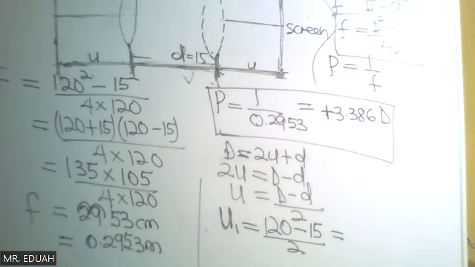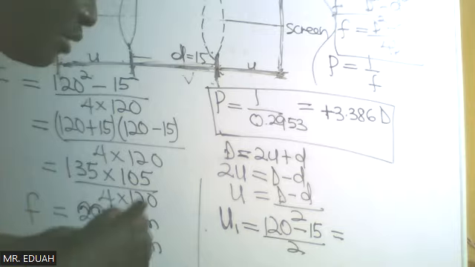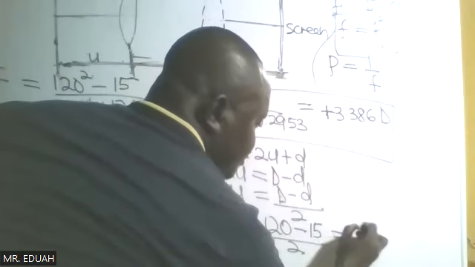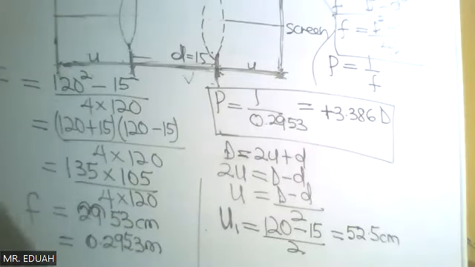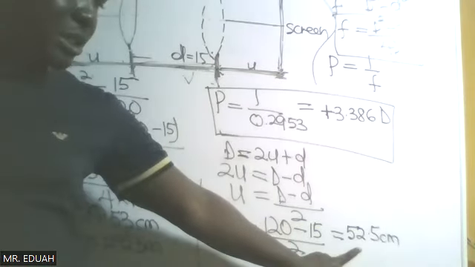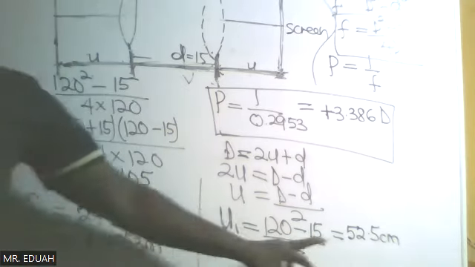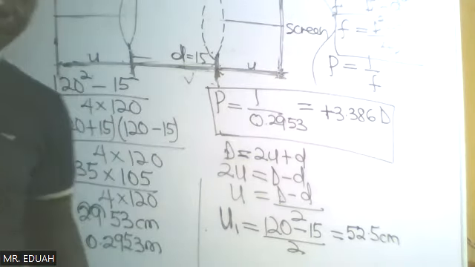Hilda, tell it for me. 52.5. What? 52.5. So it means that this is the first position where a clear image can be formed on the screen.